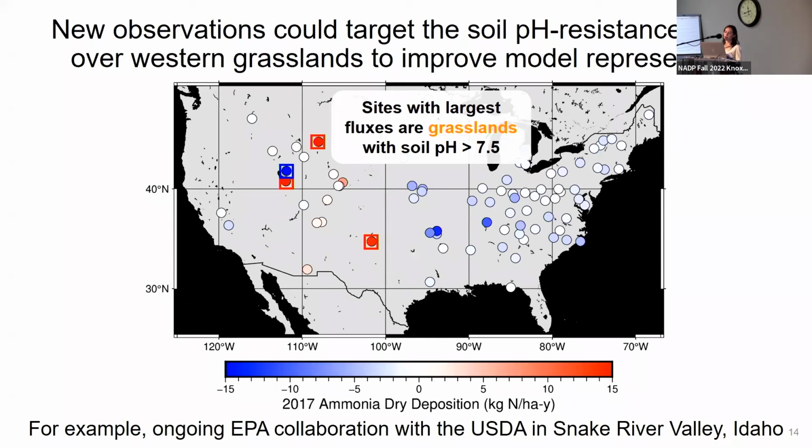And something that I didn't have a chance to talk about here is that these high soil pH sites that are very influential over our total model budget all happen to be grasslands as well. So I was very excited to see Jen's presentation earlier, having some nice measured constraints on grassland fluxes of nitrogen. Okay, and also something that I'm looking forward to is data from an ongoing collaboration between the EPA and USDA in the Snake River Valley of Idaho.